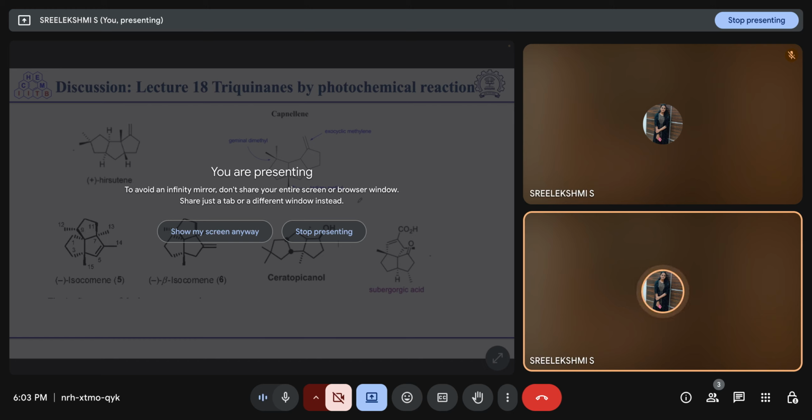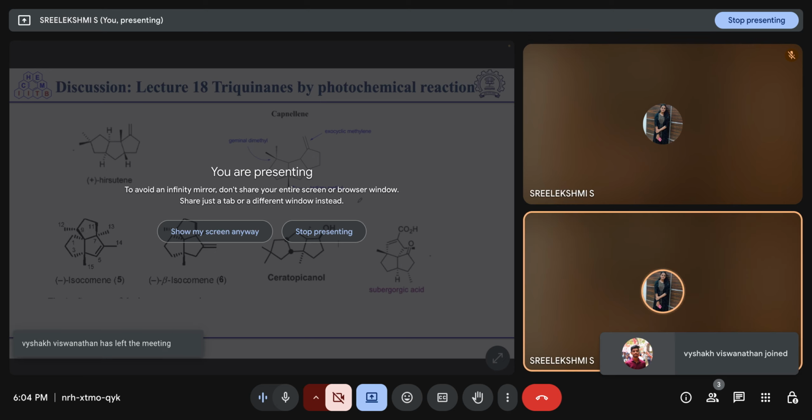Then in Wender's synthesis of isocomene, we have seen the arene photocycloaddition, and they have used starting materials like 2-bromotoluene, methyl vinyl ketone, and bromobutane.